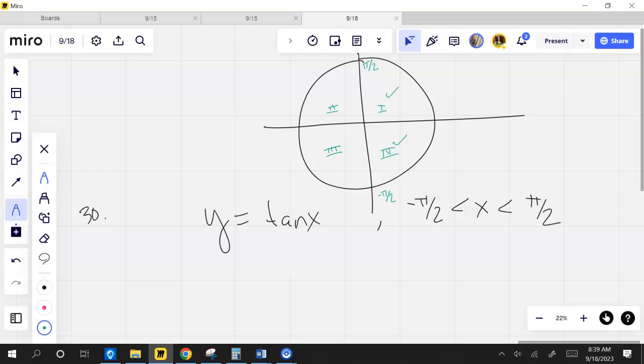But anytime you do a negative, if you're looking at a negative radian, that means you start here and you go clockwise instead of counterclockwise. So this is negative theta. This is positive theta.